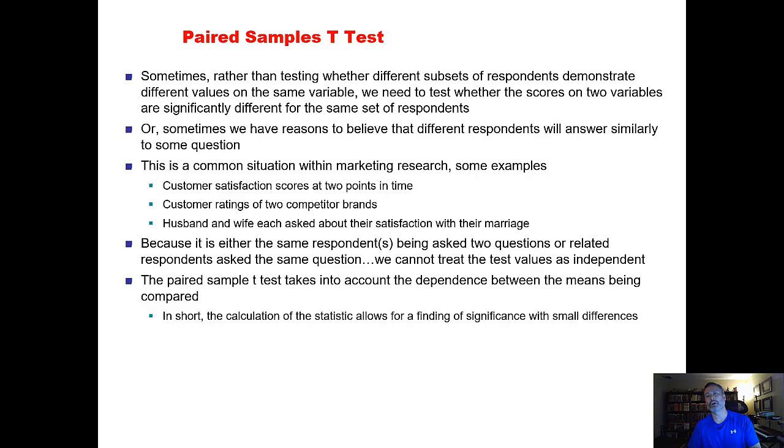But again, within marketing research, it's really more that the same person rates two brands, or I should say the same group of people rate two brands. Are they significantly different? So the paired samples t-test takes into account the dependence between the means being compared, whereas in the independent samples t-test, you would expect a bigger difference. So in short, smaller differences can result in significant findings with the paired samples t-test than would be necessary in the independent samples t-test.